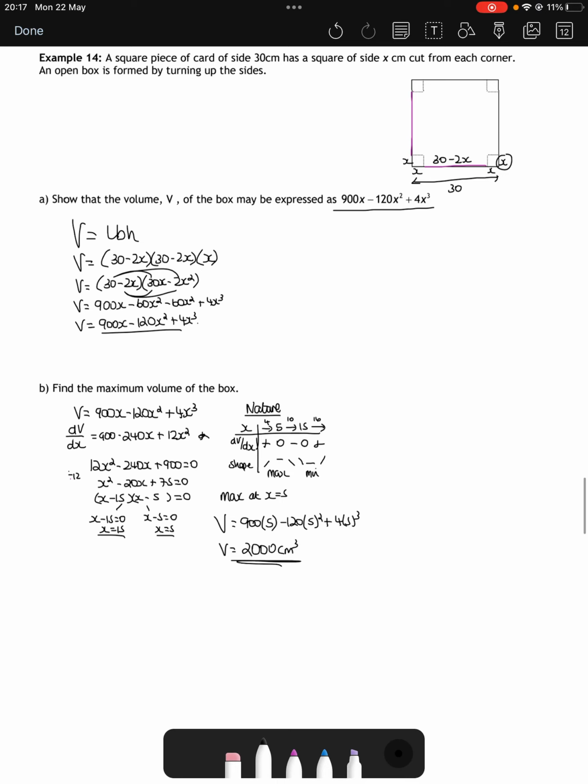So part B will always be the same. Okay, so you're looking for a maximum or minimum. Part A will give you the formula that you're working with, and it's just a bit of problem solving to figure out part A.